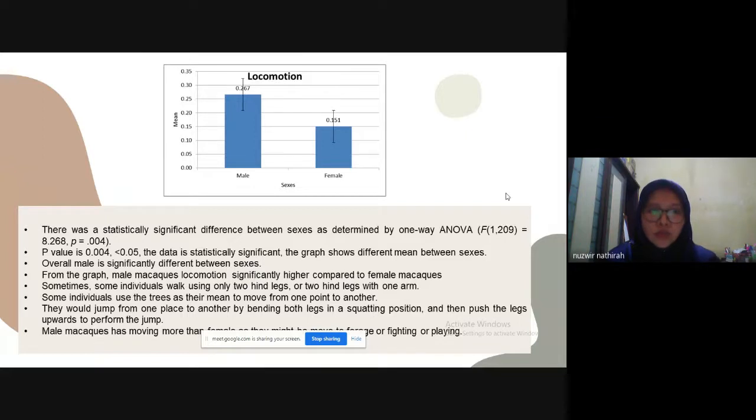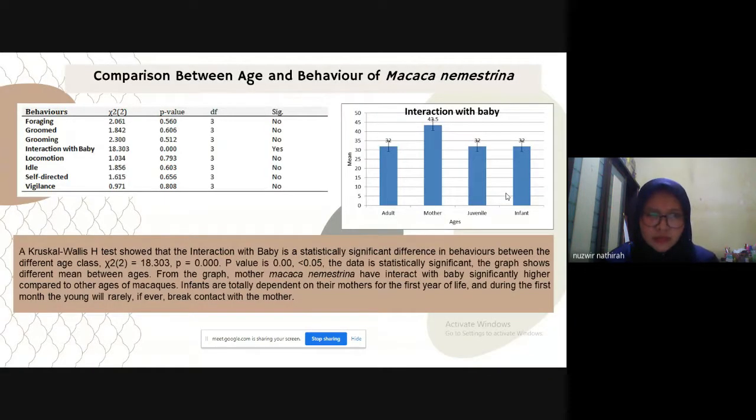The last one is locomotion. The data is statistically significant also. The graph shows different mean between the sexes. From the graph, overall, male is significantly different between the sexes. From the graph, male macaques locomotion significantly higher compared to the female macaques. Next, the comparison between age and behavior of Macaca nemestrina. A Kruskal-Wallis test shows that the interaction with baby is statistically significantly different in behavior between the different age classes.